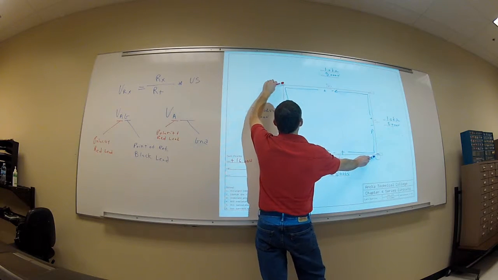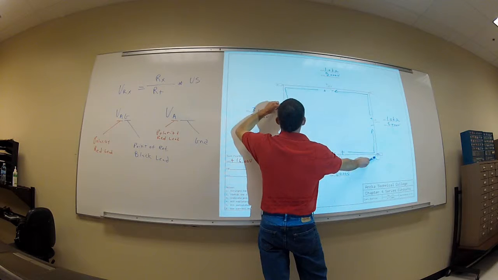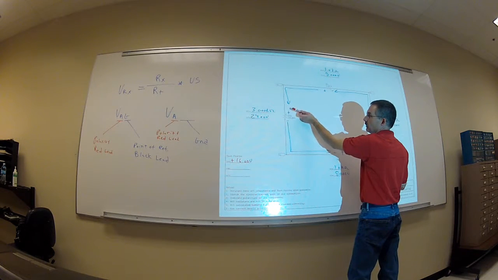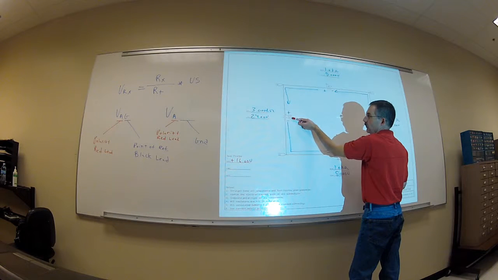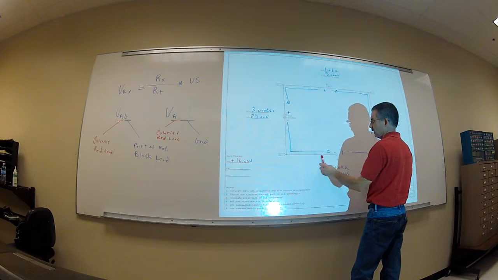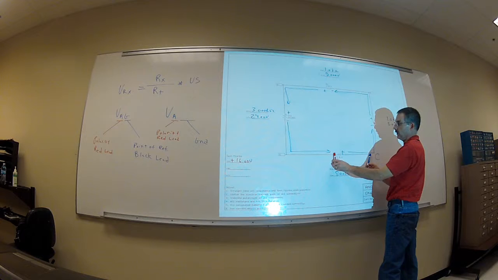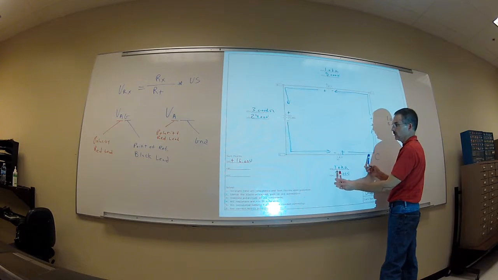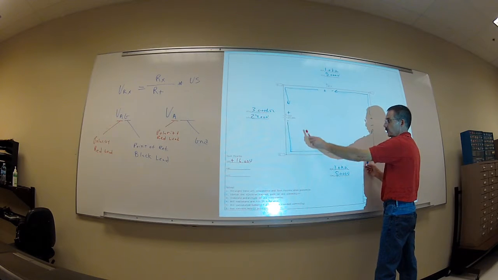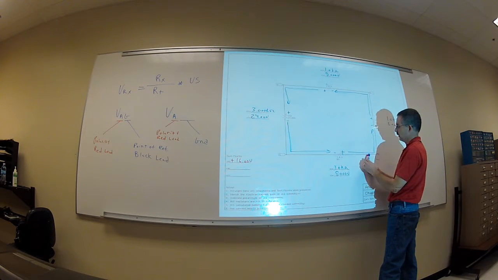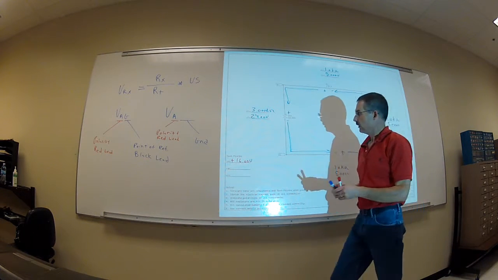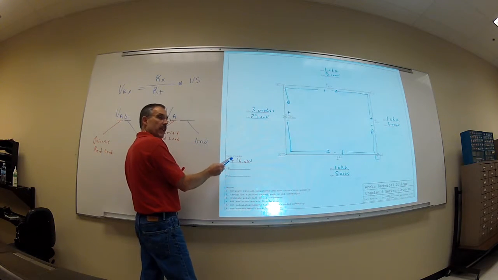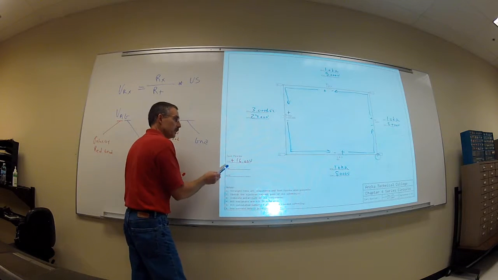I can go the other way. I can come around this way. I've got a positive. My red lead comes down to a positive, so I'm going to have a positive 24 volts. Plus, now I've got a positive on a negative, so I'm going to add a negative 8 volts. So what's a positive 24 volts plus a negative 8 volts? Positive 16 volts. Doesn't matter which way I go, I'm always going to get the same reading. I'm always going to get the same number.